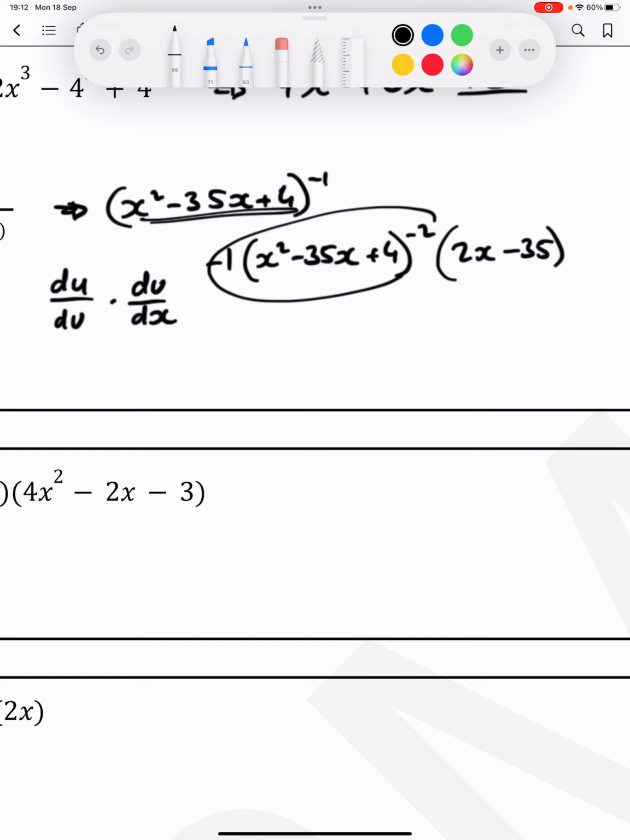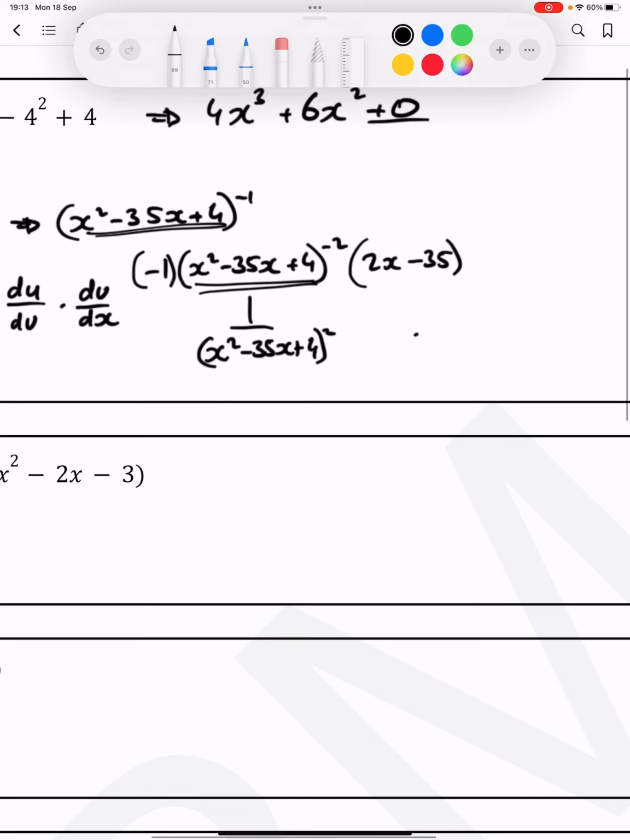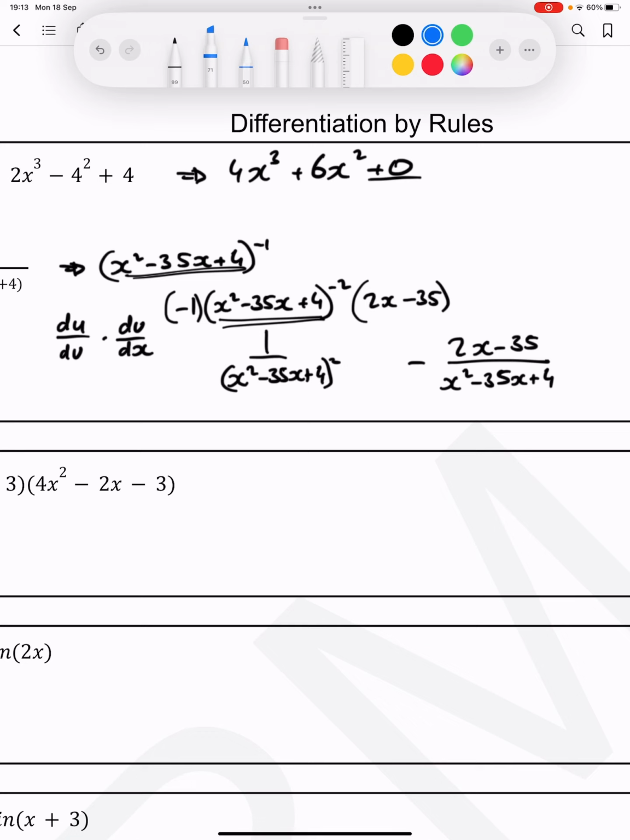Again, if you want to change it, leave the minus 1 out here for a second. You might see this written then as 1 over x squared minus 35x plus 4, all squared. So the overall thing could be written as minus 2x minus 35 over x squared minus 35x plus 4. It could be written in this form here, but more than likely in that form there. Is that okay? So that would be that second one done.